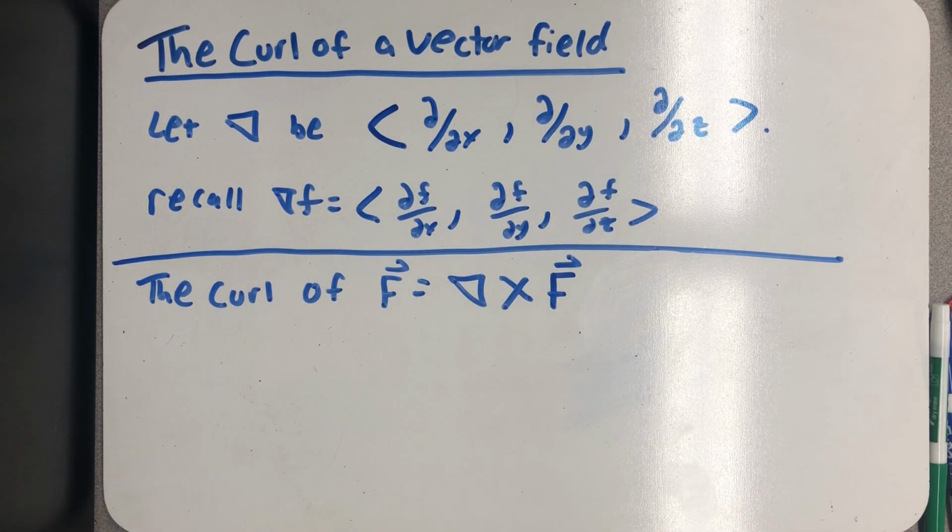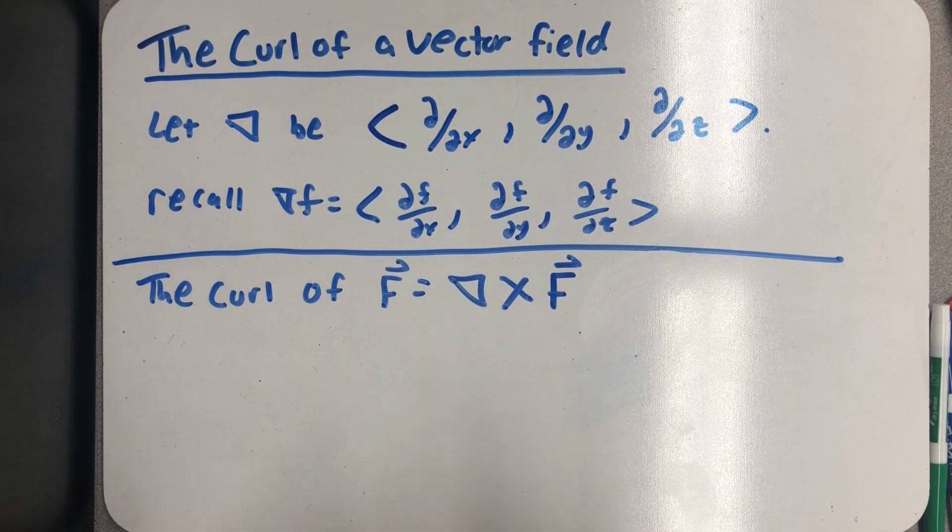In this video, I want to do an example using Stokes' Theorem, but I thought we'd start by talking about the curl of a vector field, which means I have to think about del as a vector differential operator. So in the i component, del is the partial with respect to x, the j component is the partial with respect to y, and the k component is the partial with respect to z.